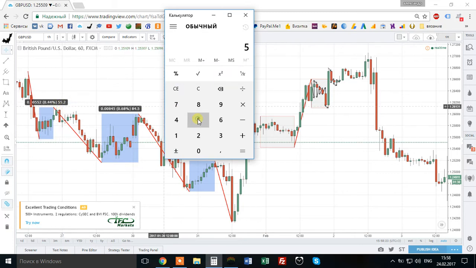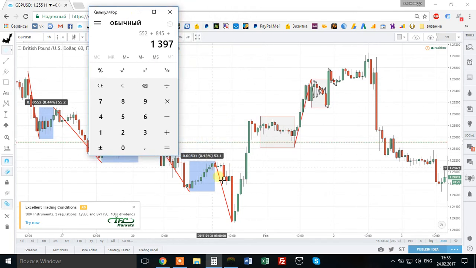55.2 plus 84.5 plus the last one, 53.1. Okay, and we should divide it by 3. So from now on we know the average correction size.